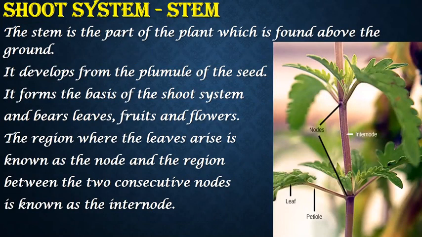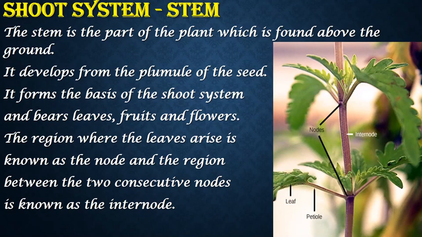Now let's talk about the shoot system. The stem is the part of the plant which is found above the ground. The stem develops from the plumule of the seed. It forms the basis of the shoot system and bears leaves, fruits, and flowers.